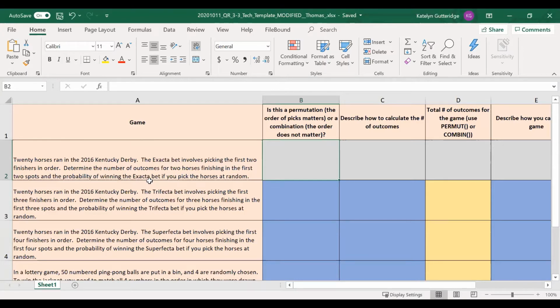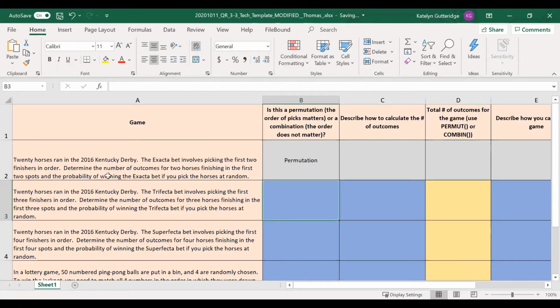Okay. So reading through this first situation, we have 20 horses that ran in the 2016 Kentucky Derby. The exacta bet involves picking the first 2 finishers in order. That "in order" is the key that tells you this is a permutation. Because it says in order, we know this is a permutation. So that's what we would put in our first box.